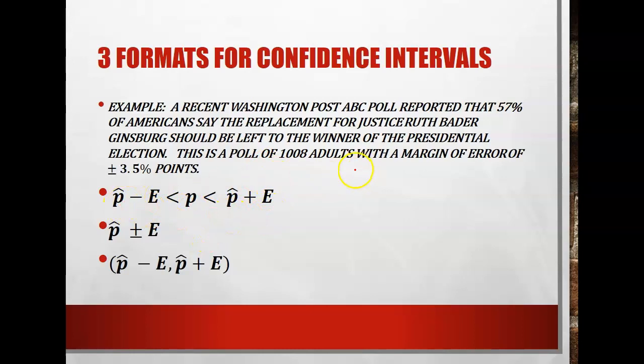So we said the p hat is your sample proportion, and it's also that best point estimate that's being presented by the media in a lot of cases. So here it says a recent Washington Post ABC poll reported that 57% of Americans say that replacement for Justice Ruth Bader Ginsburg should be left to the winner of the presidential election. So this is that value that's being reported, and so that's our p hat. That's our best point estimate.